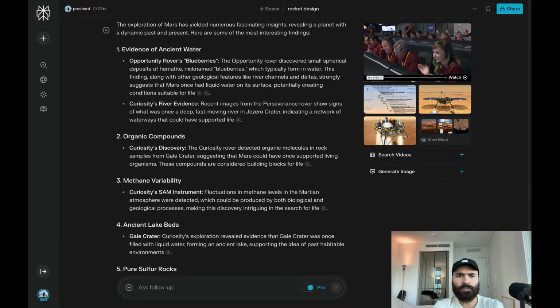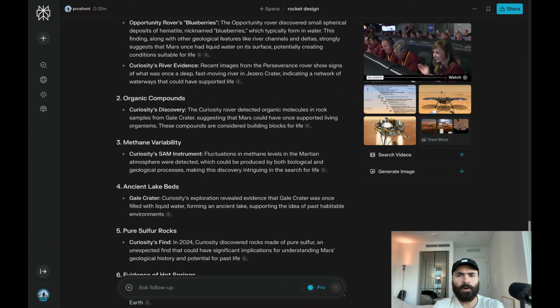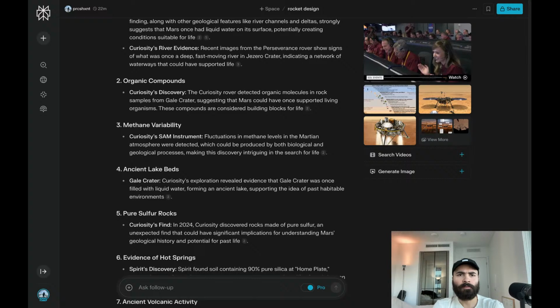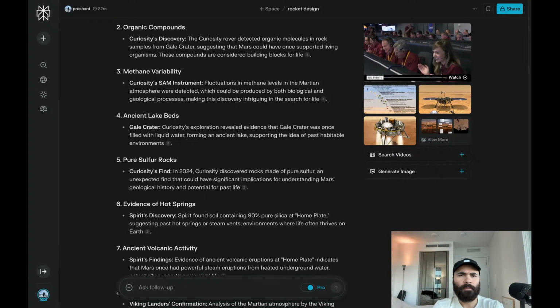River channels and deltas strongly suggest that Mars once had liquid water on its surface, potentially creating conditions suitable for life. Curiosity's river evidence: the Perseverance rover shows signs of what was once a deep, fast-moving river in Jezero crater, indicating a network of waterways that could have supported life.